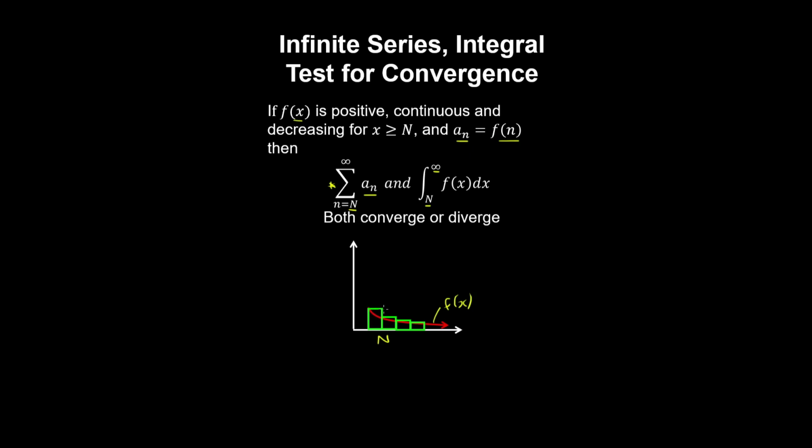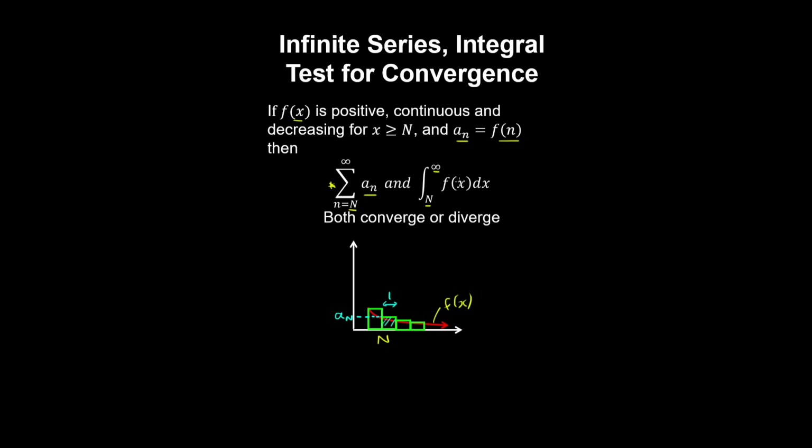So if we look at this as the left Riemann sum, you have this rectangle with a height a_n according to this series, and these rectangles all have widths of 1 when you're incrementing n by 1 in this series.